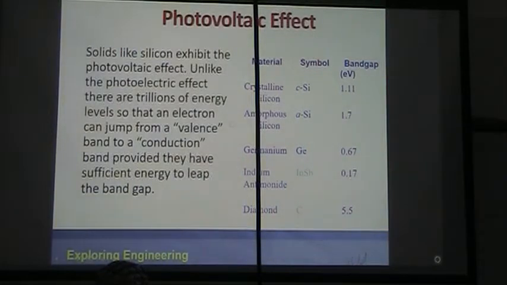Now, we can get even more if we use amorphous silicon, which they have as a-Si. Right there, the band gap is 1.7. But we may not be able to get the right kind of light in that'll make it jump that band gap. We have germanium, Ge. It has a band gap of 0.67.